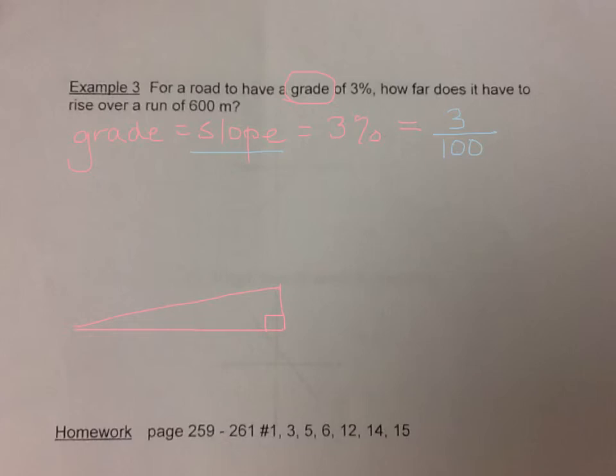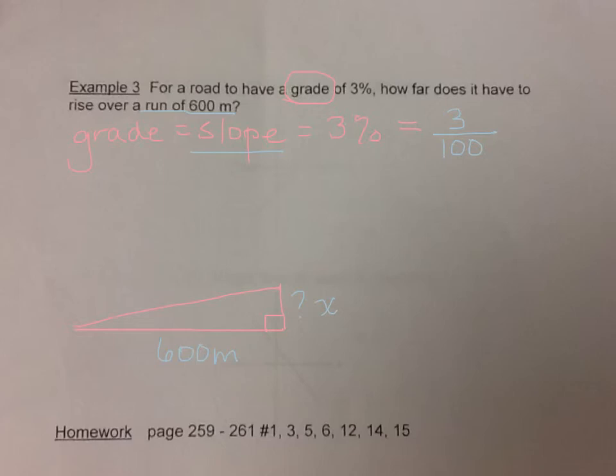Notice we want to find out how far does it have to rise over a run of 600 meters. So I want to label my diagram appropriately. I've got a run of 600 meters, so the run is the horizontal distance. There's 600 meters, and I'm trying to find this rise that we have. So I might let X represent the rise that my road is going to have.